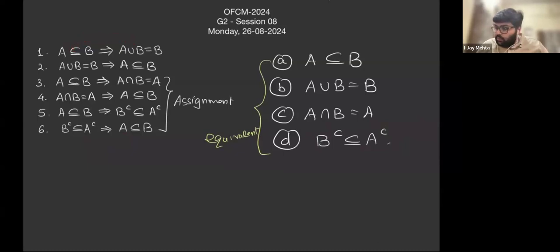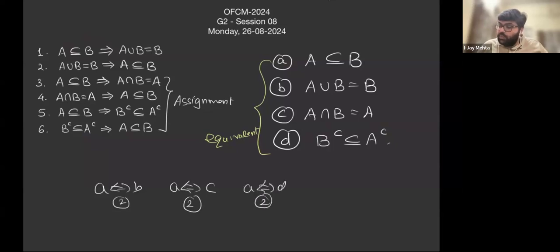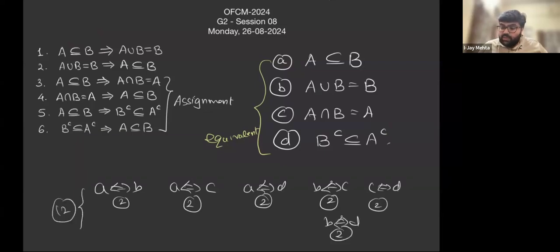So actually, how many do we need to prove? I'll have to prove that A implies B, B implies A. So 2 here. Then A implies C, C implies A. So 2 here. A implies D, D implies A. So 2 here. Then B implies C, C implies B. So 2 here. C implies D, D implies C, 2 here. B implies D, D implies B. So total, how many are there? Total 12 will be there, right?